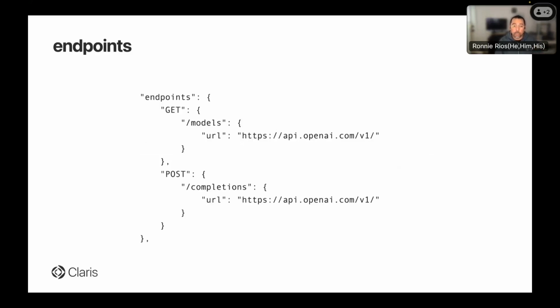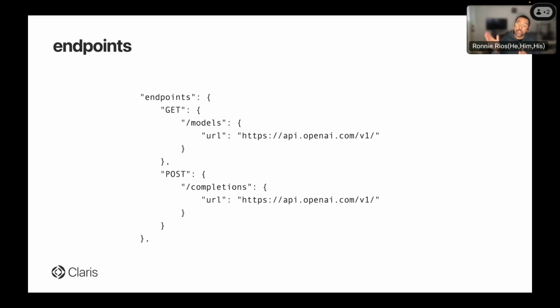So we'll break that down, and then our endpoints object will look something like this. You'll notice that inside of endpoints, there are two objects, one for get, one for post. Inside of get, there's the models one. So again, /model is the variable part. That's the part that changes. And then in there, we've got an object with a URL attribute, which has that base URL.